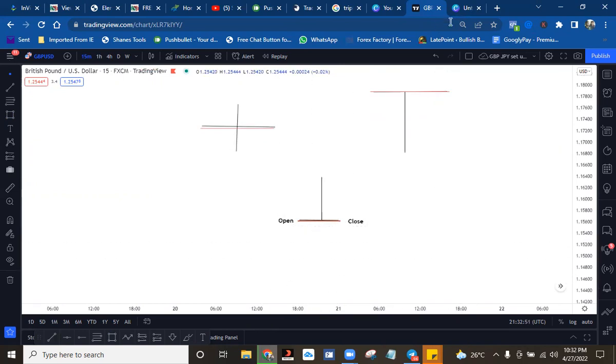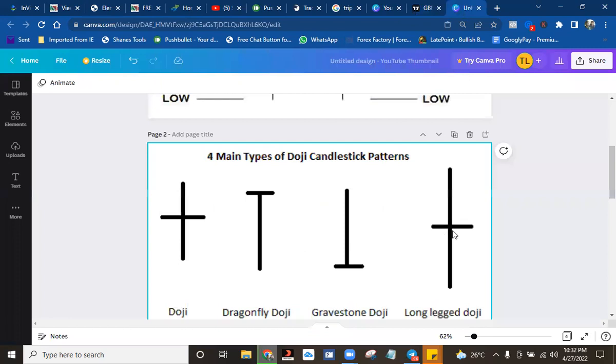Okay, now for the last candlestick we've got here, the long-legged doji. It's just a bit similar to the normal doji, but the only difference is that the wick is longer. The wick is longer than this other one, so there's not much to talk about on it. So let us begin to understand the logic of these candlesticks.